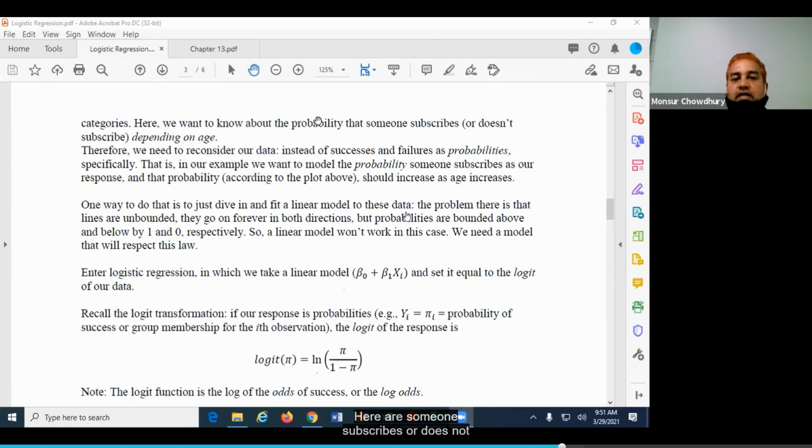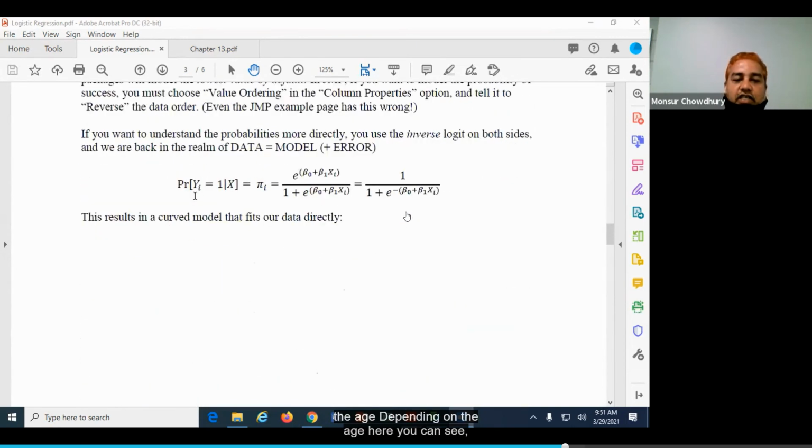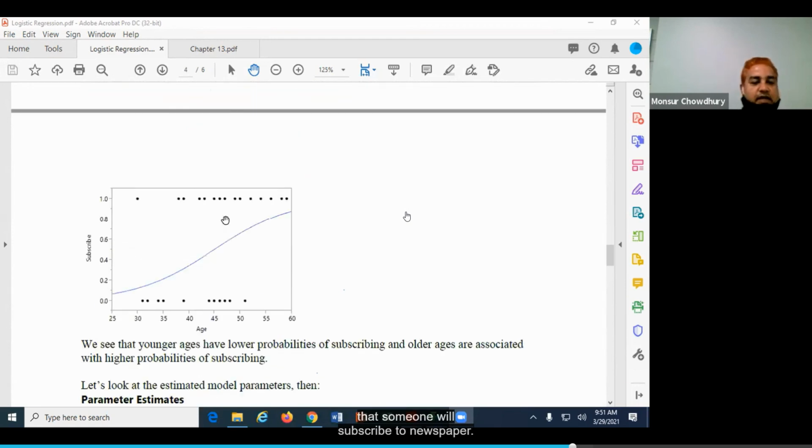So here, someone subscribes or does not subscribe to a newspaper depending on the age. So you can see the probability that someone subscribes to a newspaper, which is y equal to 1, depending on their age, which is x. And this is what we call pi i. I just showed you how to get this in this form. And this is what we are looking for. We'd like to know what is the chance that someone will subscribe to a newspaper.